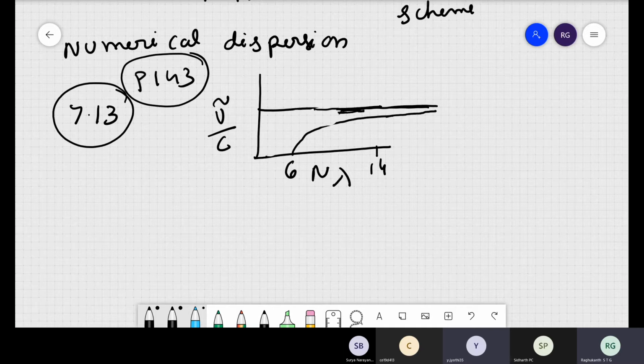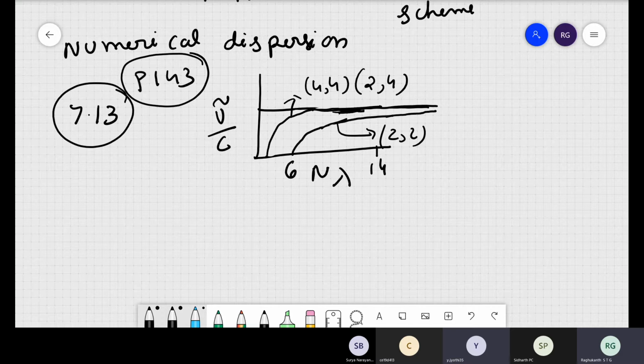So these graphs you can see. It goes something like this itself. This is for your 2,2. But whereas when you take 4,4 and higher order schemes, or 2,4, with a smaller number of samples you can avoid the dispersion. Suppose if you take 8 samples, they will almost reach 1 itself. So there is no dispersion in your simulations, and that is perfectly fine.